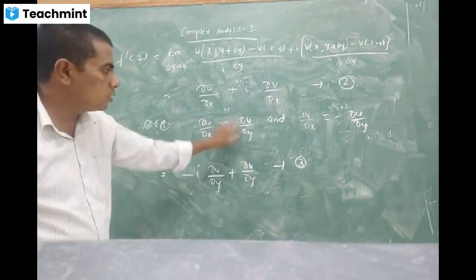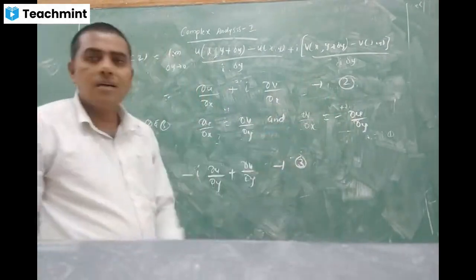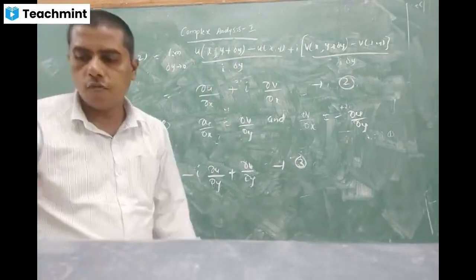So dou u by dou x is equal to dou v by dou y, and dou v by dou x is equal to minus dou u by dou y. This is the required result. That is the required CR equation in Cartesian form.